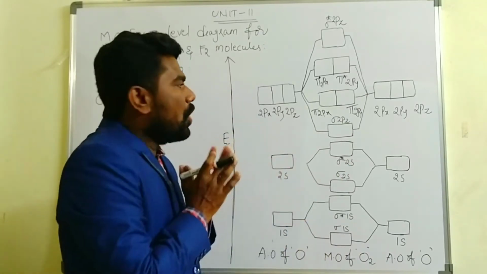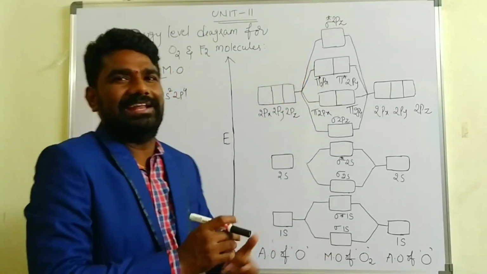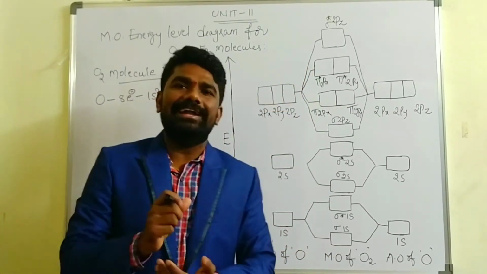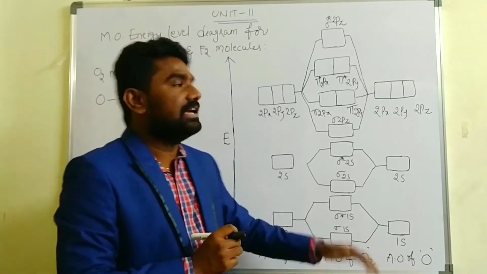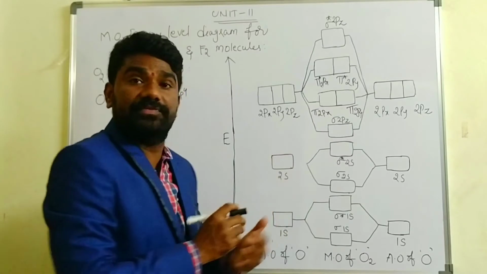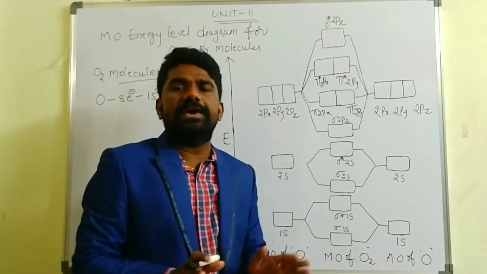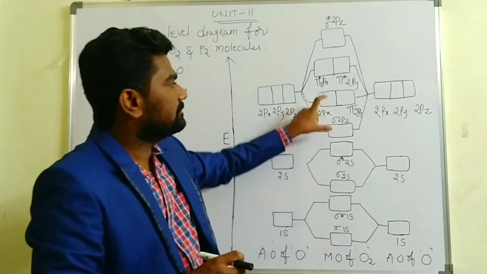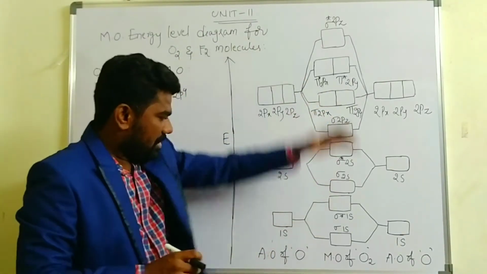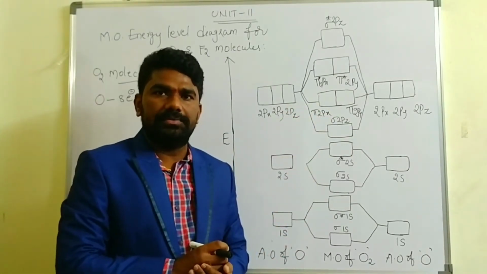This is the only difference in the relative energies of the molecular orbitals in the O2 molecule and the N2 molecule. The rest of the molecular orbital sequence will be the same. Only the difference is here. Okay. Now, this is the molecular orbital energy level diagram of the oxygen molecule.